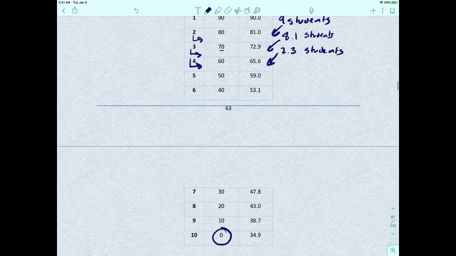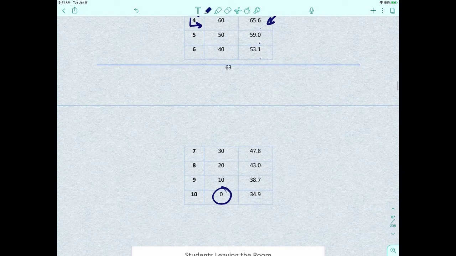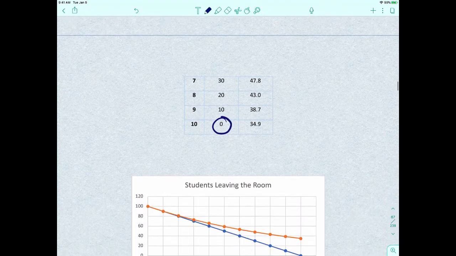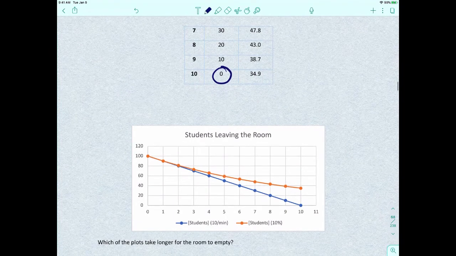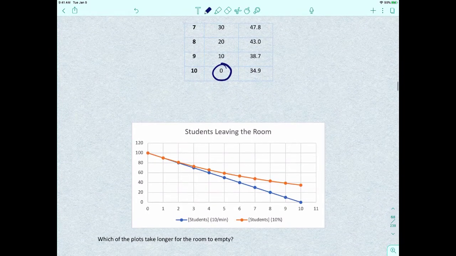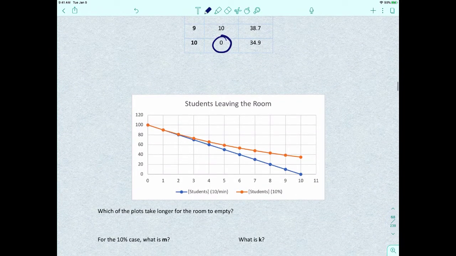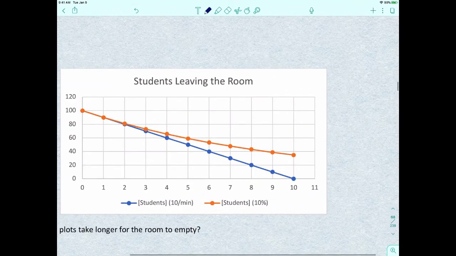We get down to 65, 59, 53, 47, 43, 38, 34. And if we went to 11 minutes, we'd be at 31. So if we were to graph these two plots and put them together, the blue plot is the constant 10 students leaving a minute. Eventually we get down to 0.